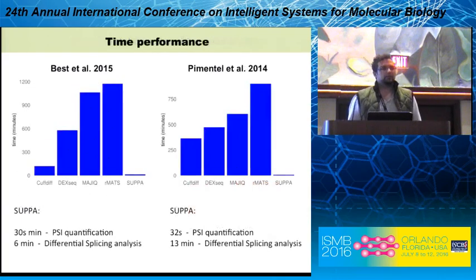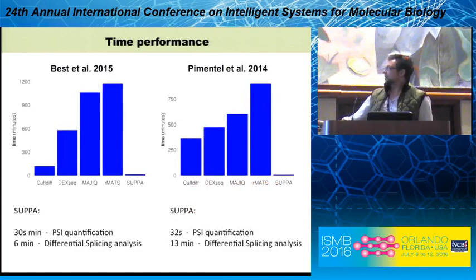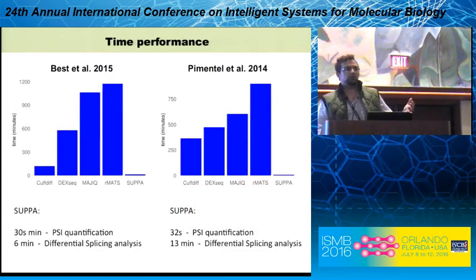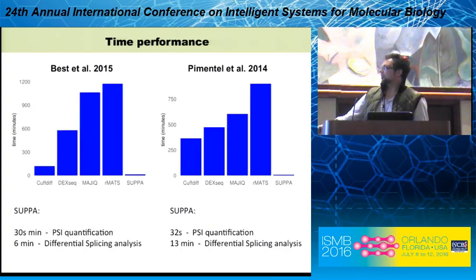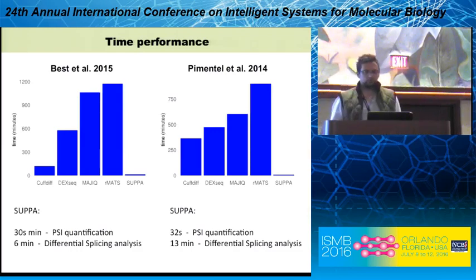And again, the timing for the differential splicing analysis is much faster than other methods. So this, coupled with the previous quantification, which is very fast, means that you can analyze samples in a few minutes. So in this case, the data from Best et al. was like 36 seconds for PSI quantification, and 6 minutes for the differential splicing.